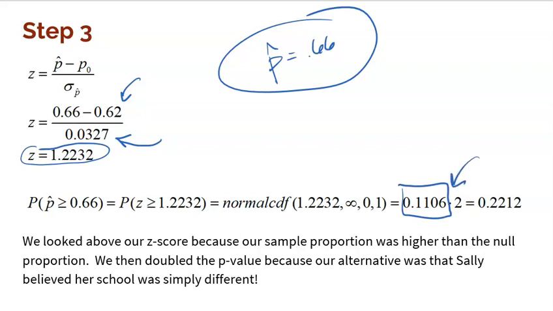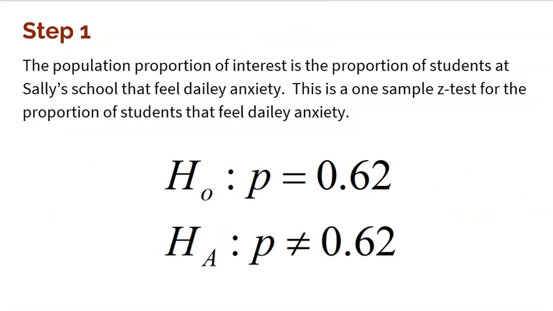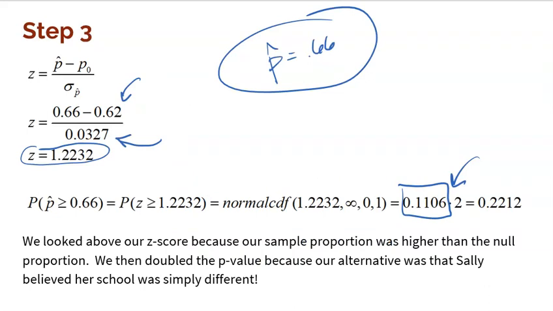Why? Because the alternative was not equal to 0.62, right? Meaning that she didn't really care if the sample proportion was higher or lower. She's just wondering, is her school different? So, yes, her one sample came back on the high side, but if it would have come back on the low side, she would be wondering the same thing. Is her school different? So that's why we double it. Now remember, because of symmetry, both sides of a normal model are the same.